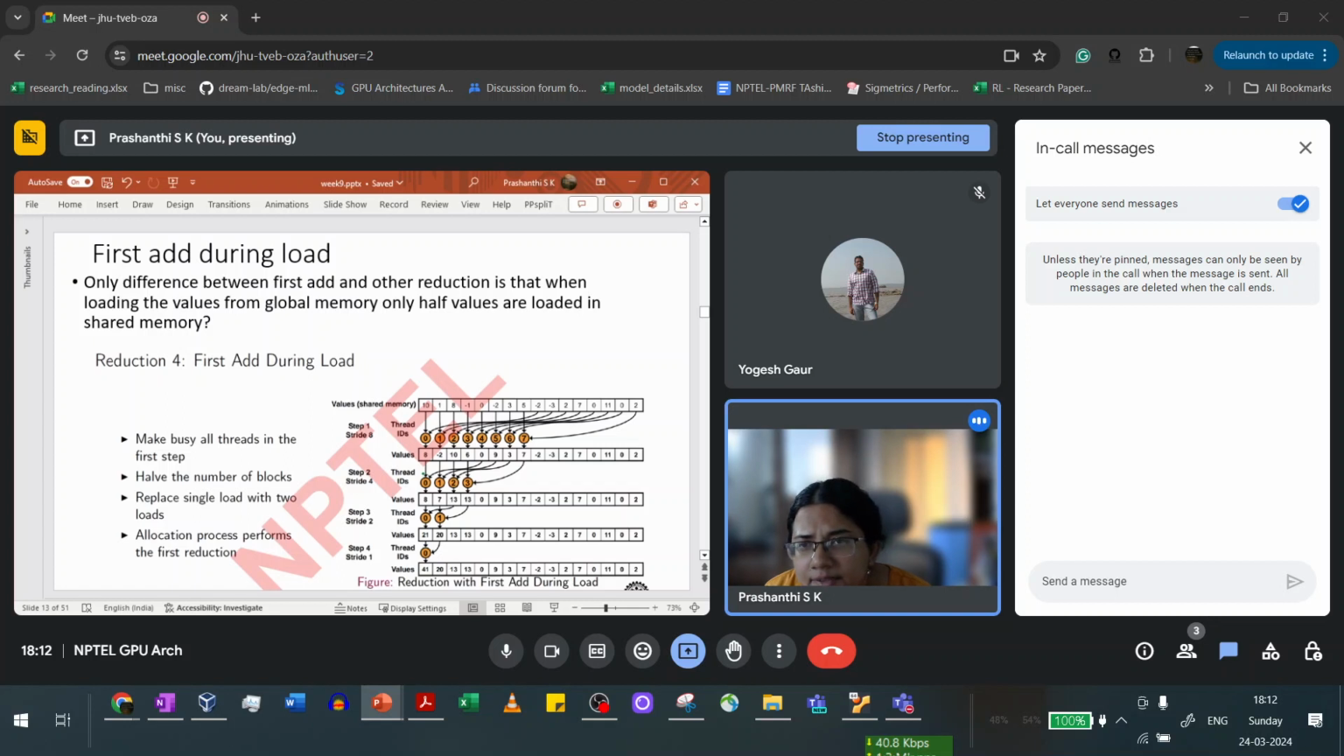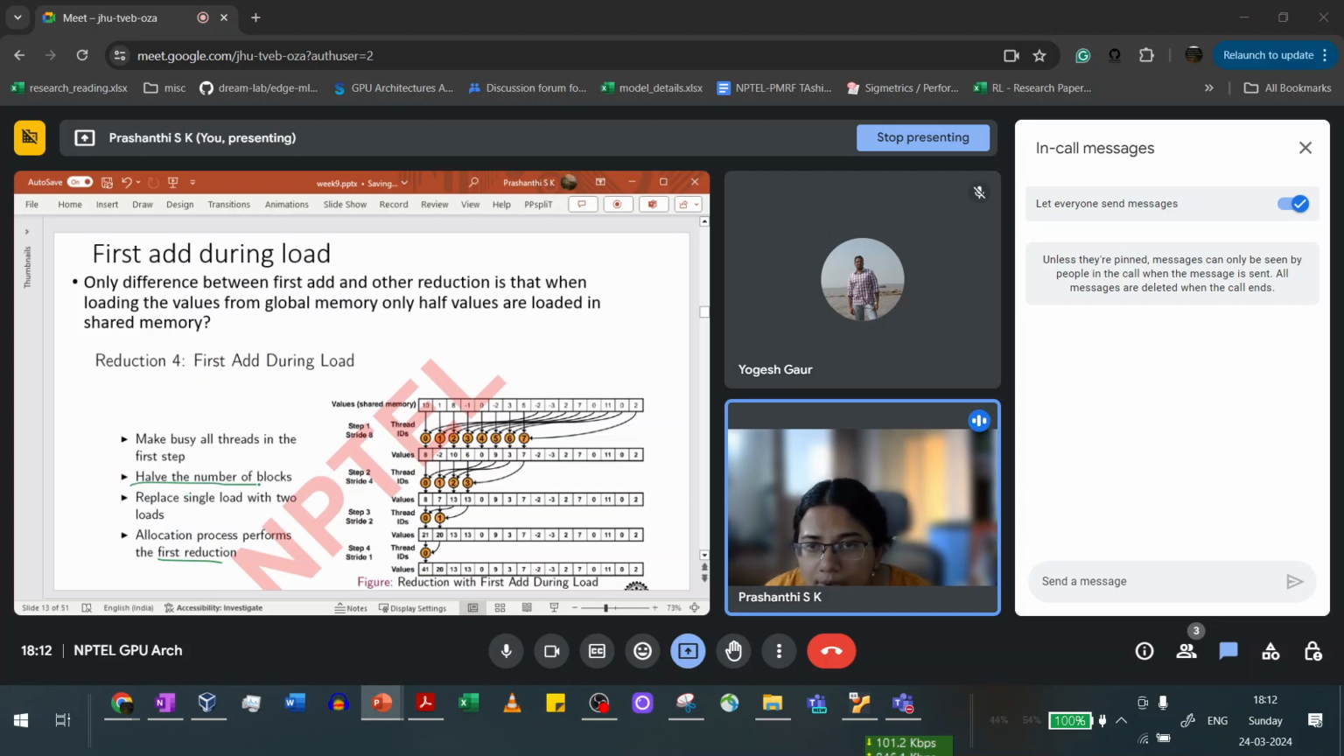Yeah, this was another question that was asked. There are various reductions that were discussed in the lectures. So what are some advantages of first add during load? Is it only that half the values are loaded in shared memory? Yes, one of the facts is that half the values are loaded, and the allocation process itself performs the first reduction. But there are other advantages also.